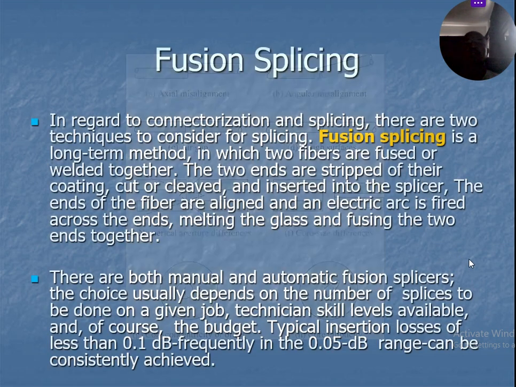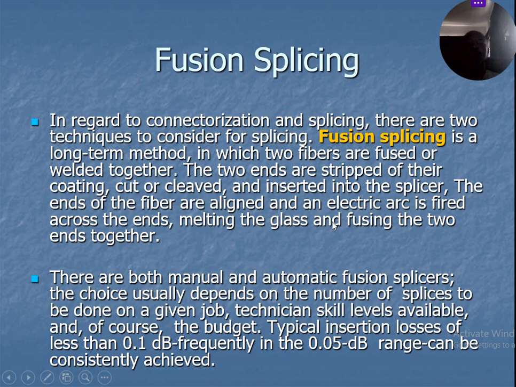Now let's move on quickly. Fusion splicing. There are two types of splicing in optical fiber cabling. I've already mentioned that. The first one is called fusion splicing. The second one is called mechanical splicing. Now let's quickly talk about the first one, which is fusion splicing.